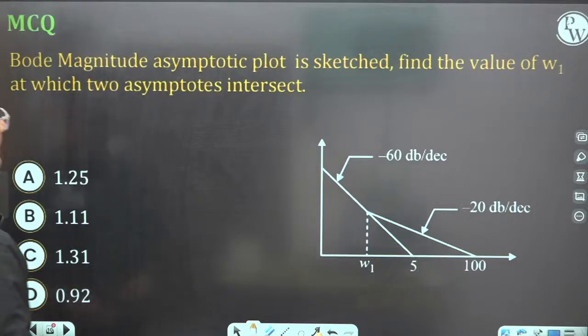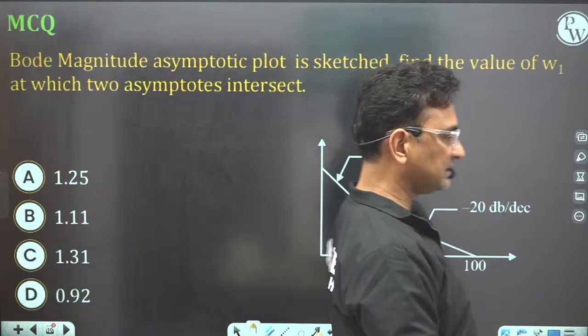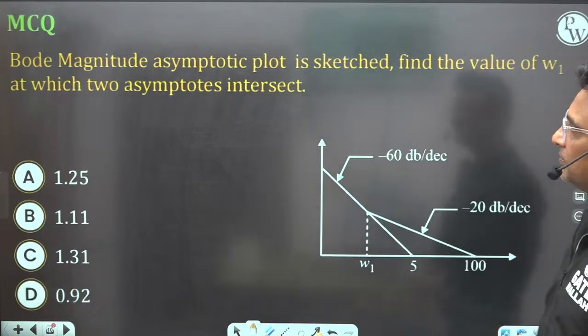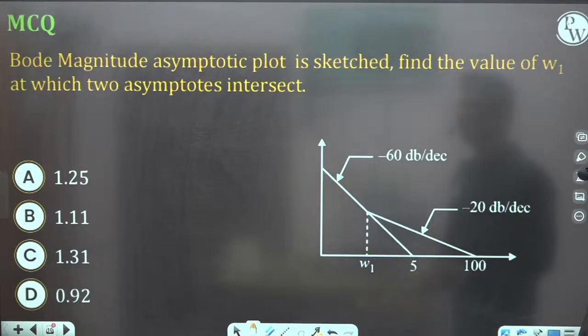Okay. Now come to the third question. It is from the Bode plot. Bode magnitude asymptotic plot is sketched. Find the value of omega 1 at which the two asymptotes intersect.